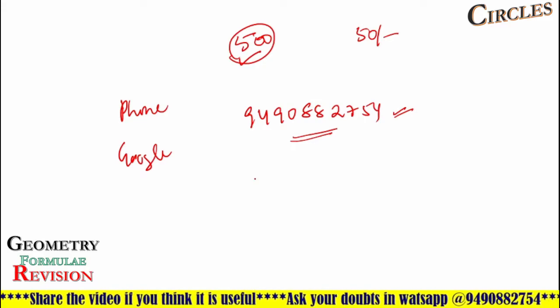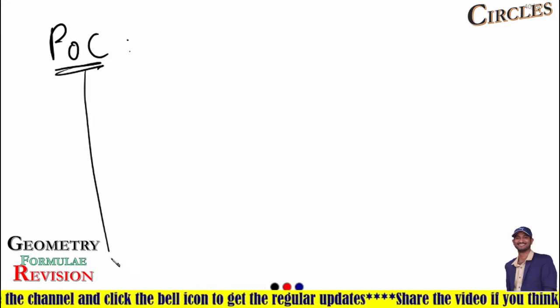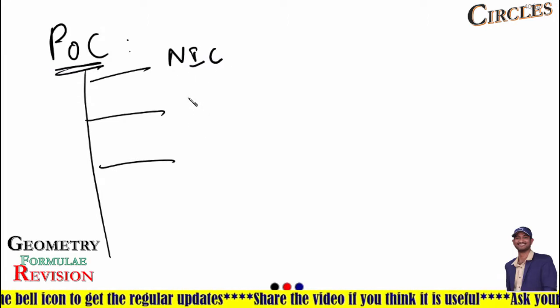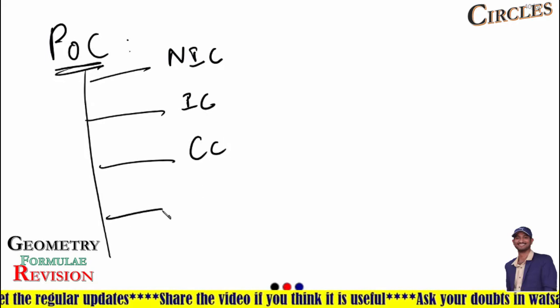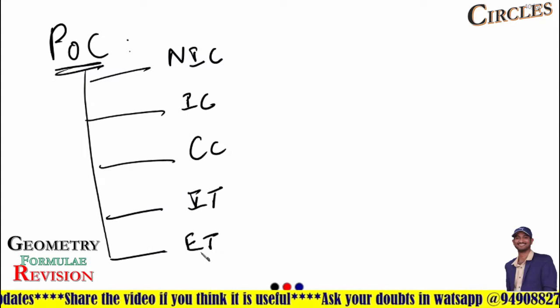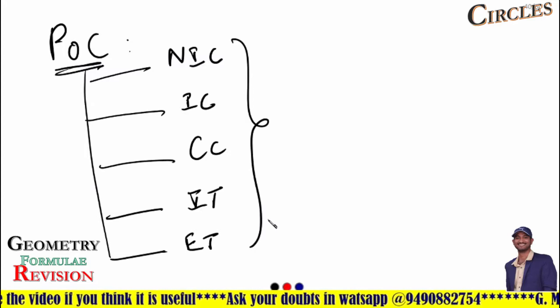Okay, now we'll go to the main video. Next and last subtopic in circles is pair of circles. Pair means two. We have different models in pair of circles. What are those? Non-intersecting circles, intersecting circles, concentric circles, internally touching circles, and externally touching circles. These are the 5 important types in pair of circles.